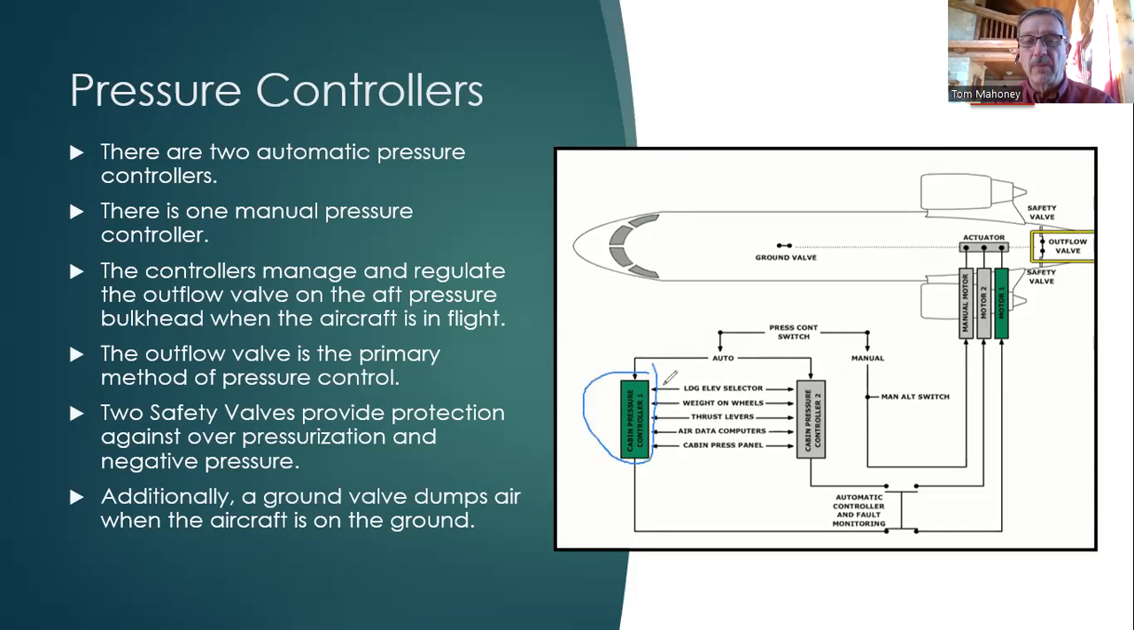Here's your number 1 auto pressure controller. There's number 2. When those 2 fail, then we switch over to the manual mode, where we control pressurization with a manual altitude switch. We have some motors here. This is a manual motor. These 2 are the automatic motors. And then, of course, we have an actuator here that opens and closes the outflow valve towards the aft pressure bulkhead. And we have our ground dump valve right here. So that's basically all the parts of the pressurization system for the CRJ 700. At least that's the big picture.